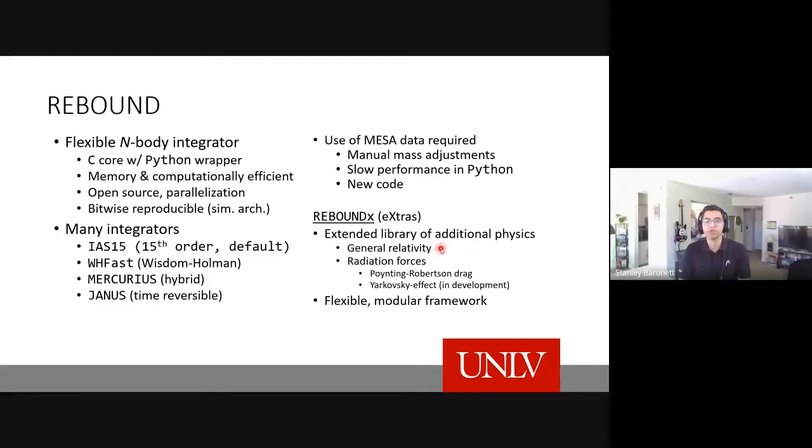And some of the additional physics that it contains, that you simply just load in the program, are things like post-Newtonian correction, like for general relativity. It also supports radiation forces, for example, Poynting-Robertson drag. We're actually currently developing an additional module to model the Yarkovsky effect. And all in all, it's a very flexible and modular framework that allows you to add additional physics, especially non-conservative physics. And so this was perfect for what we wanted to look into doing.